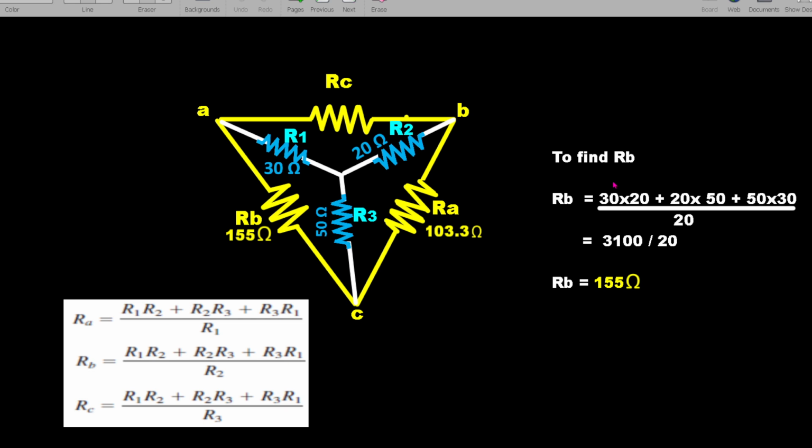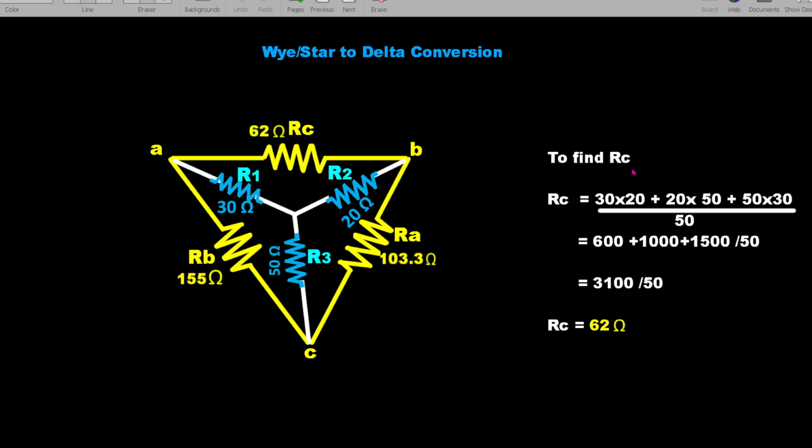Then for the next value, RB of the delta network, it is 30 into 20 plus 20 into 50 plus 50 into 30, divided by the R2 value, which is 20. So it is 155 ohms. Similarly, for RC, it is 30 into 20 plus 20 into 50 plus 50 into 30, divided by the 50 ohm resistance, which is opposite to RC. So we get 3100 divided by 50, which is 62 ohms.